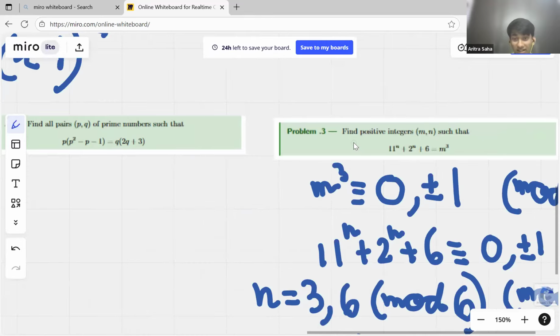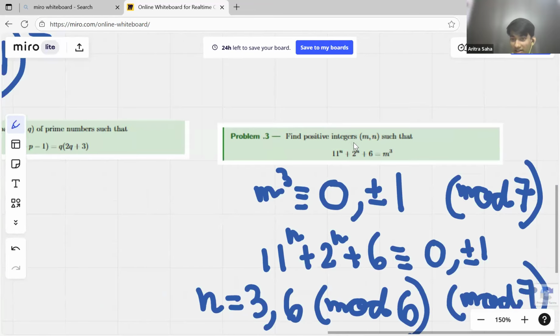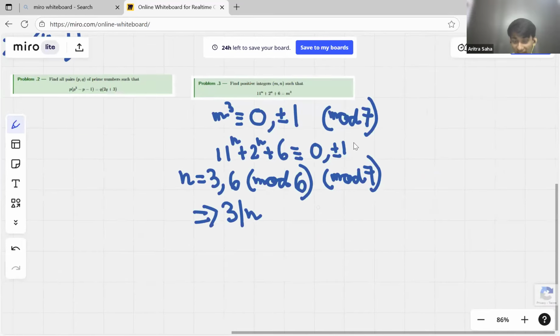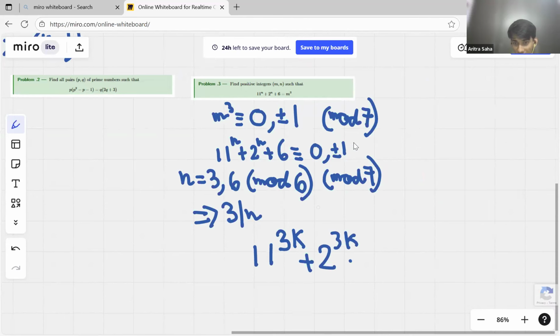So what I mentioned earlier, that you have some equation equal to some other thing and you want to show this power is divisible by that power. So you showed that 3 divides n. Now what should be the approach? I'm writing n equals 3k, so 11 to the power 3k plus 2 to the power 3k plus 6 is some m cube. Now what should you do?